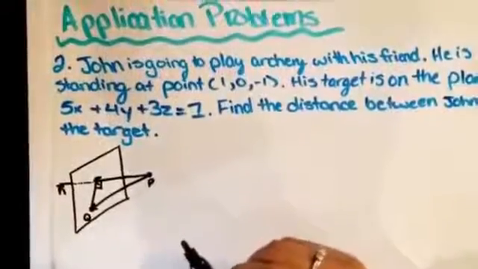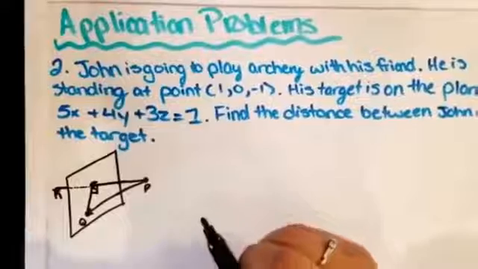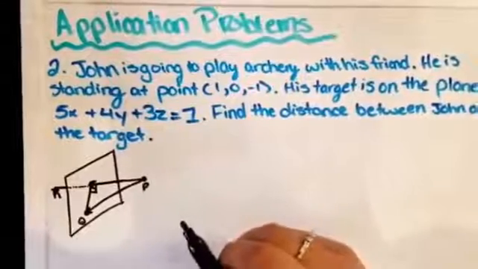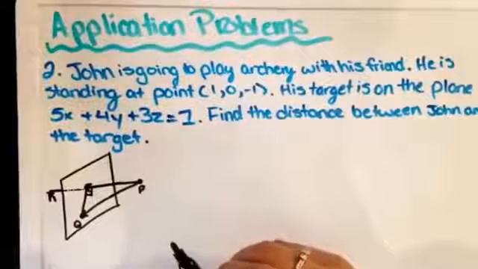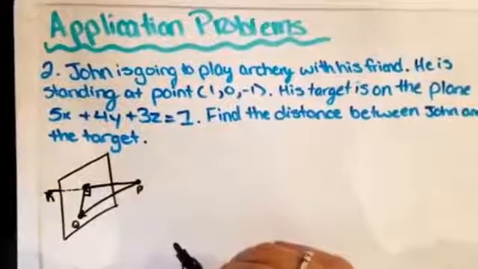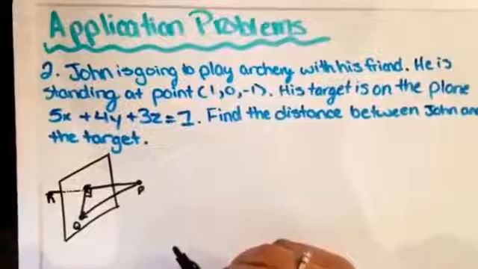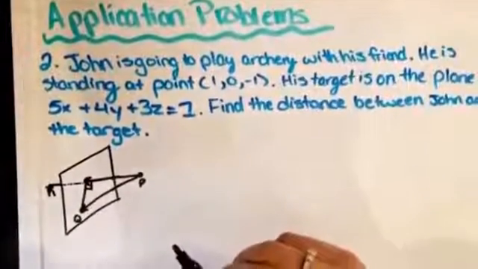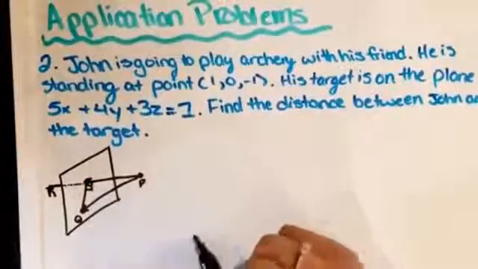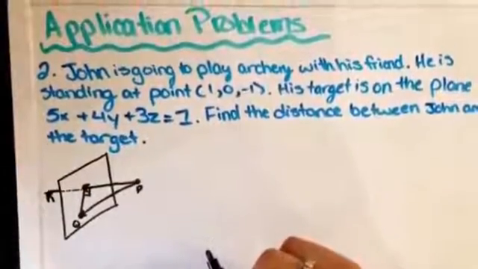Okay, so now to the next application question. John is going to play archery with his friend. He is standing at point 1, 0, negative 1. His target is on the plane 5x plus 4y plus 3z is equal to 1. Find the distance between John and his target. So now, what we have to do is find the distance equation.